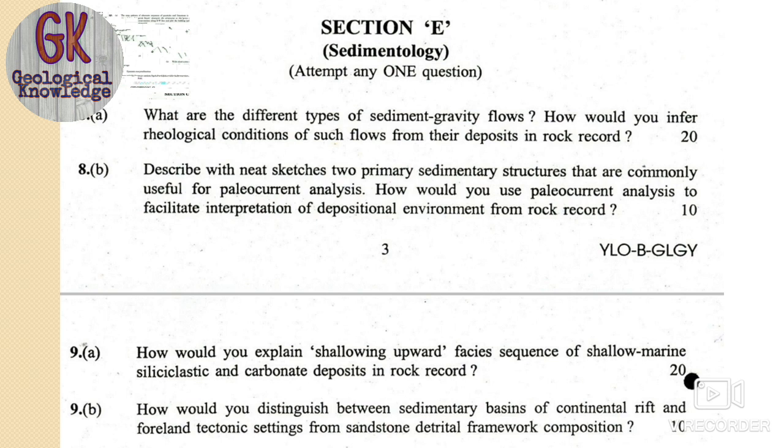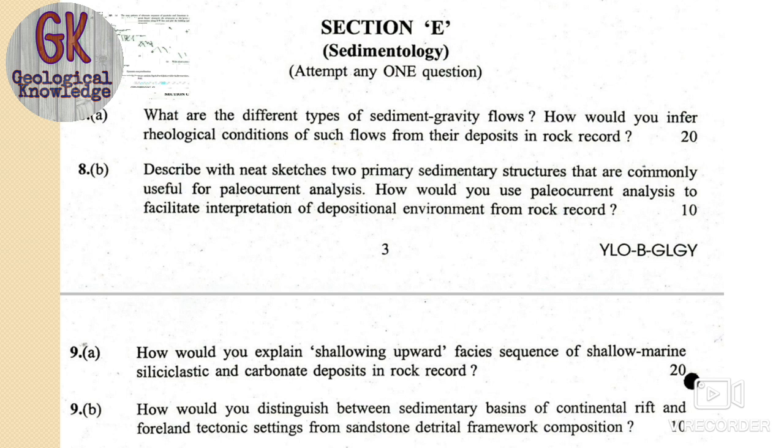Section E, that is the sedimentology. So what are the different types of sediment gravity flows and how would you infer the rheological conditions of such flow from their deposits in rock record? Okay. What are the different types of sediment gravity flow and how do you infer rheological condition of such flow from their deposit in rock record?